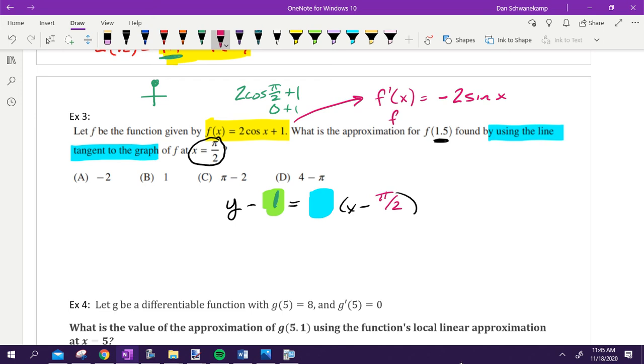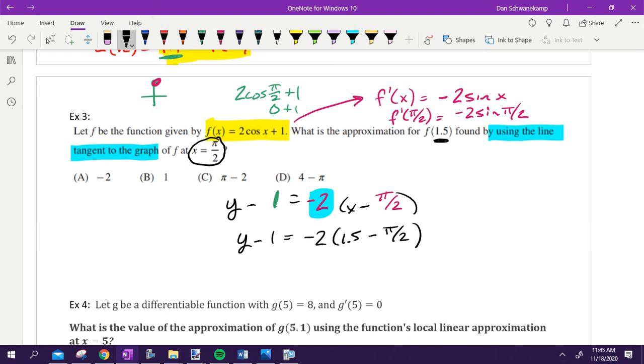I want to find that derivative at pi over 2. So negative 2 times sine of pi over 2. Again, pi over 2 is up there. If I'm doing sine, that's my y value. It's 1. So my slope is negative 2, negative 2 times 1. That's the equation of the tangent line. Once I have that equation, hopefully this isn't too bad. Now that I've got that, I'm going to plug in the value that I'm trying to find, 1.5. And at first glance, that makes it worse. Like, ugh, I got a decimal and I've got pi. But distribute in that negative 2.